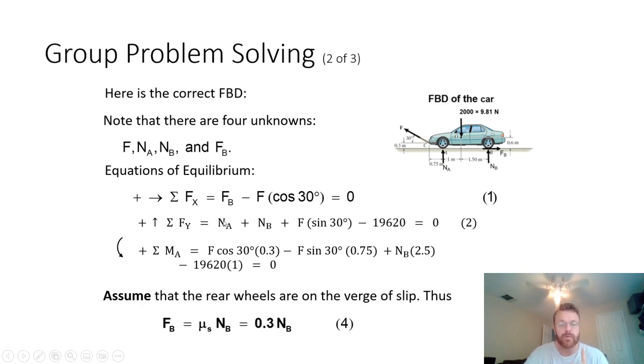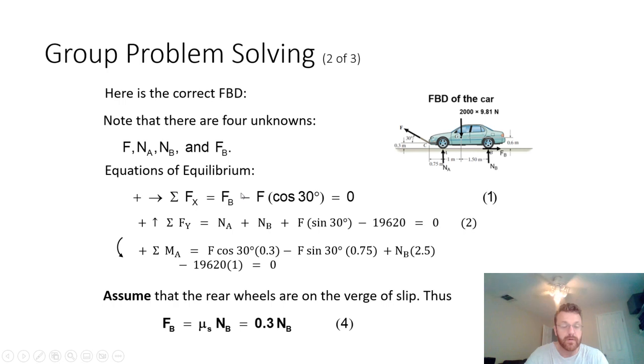In the Y direction, we have the two upward normal forces along with the component of the applied force in the upward direction. Notice that that will be opposite the 30-degree angle. So that's multiplied by the sine of that angle. They're going up. What's going down? Well, this is just the weight of the car. It's the mass, since we're in SI units, times the acceleration due to gravity.